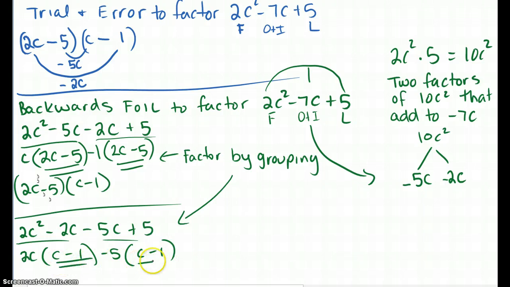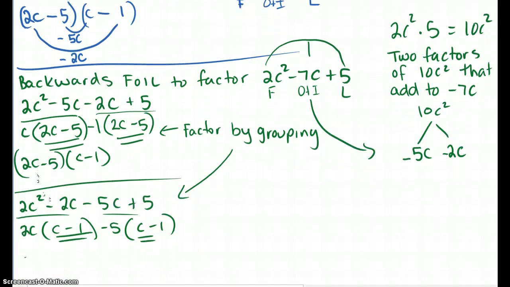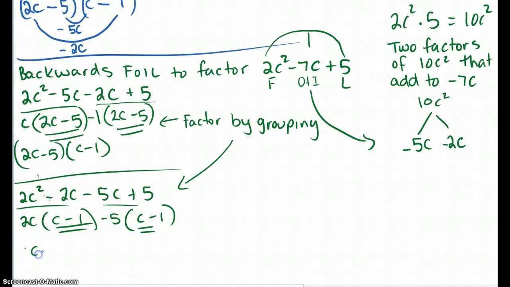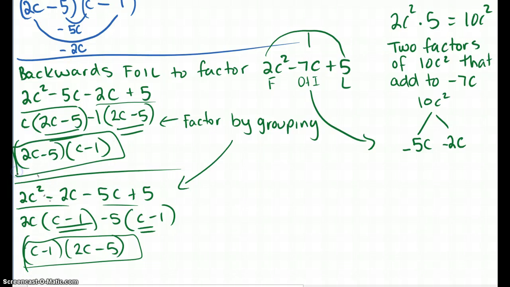Now you notice how c minus 1 is common, so I can take out a c minus 1 and a 2c minus 5. And these are the same two factors as above. It doesn't really matter what order they're in, so either one of these is the answer.